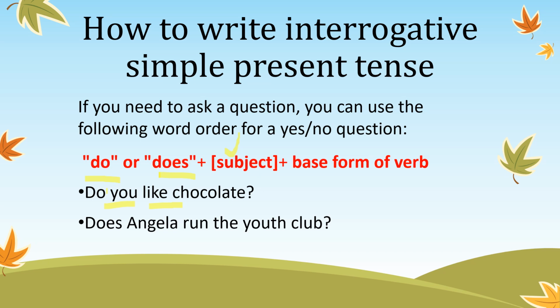Does Angela run the youth club? Now Angela is the third person, right? And it is of course singular form. So we will add does. So does Angela run? Run is the base form of the verb, first form of the verb, plus object plus question mark. So these are the questions whose answers are in the yes or no form.